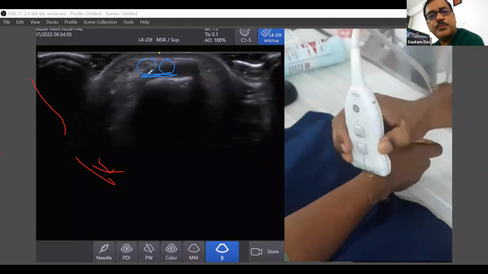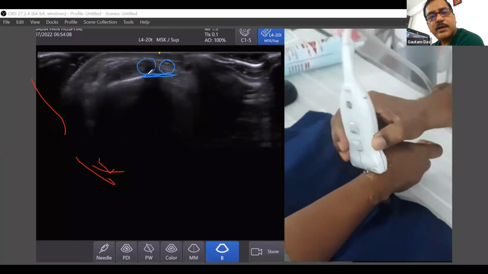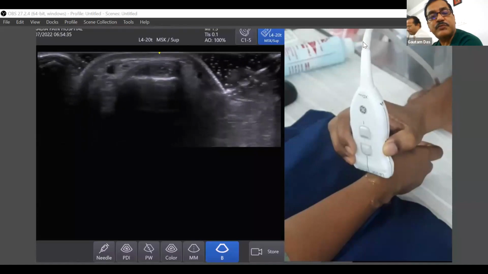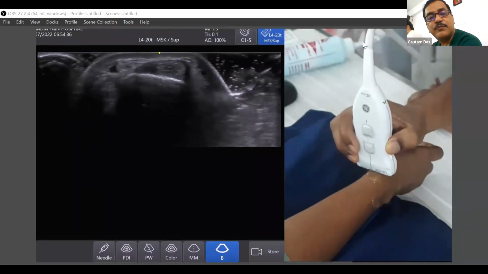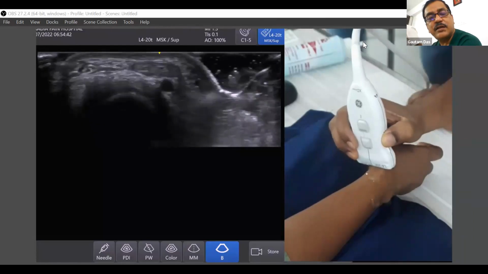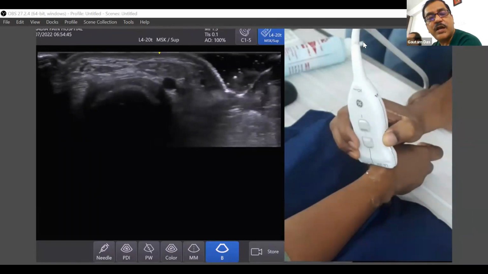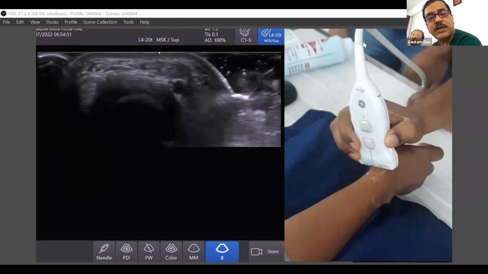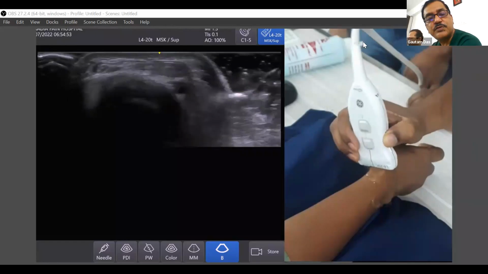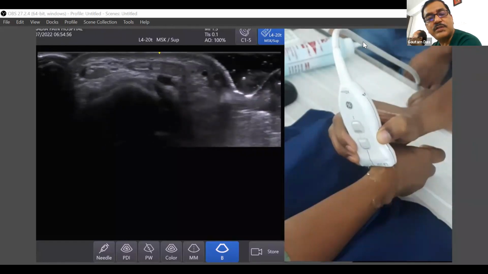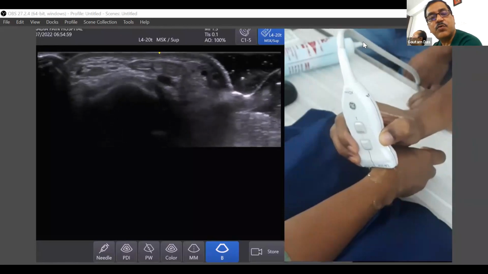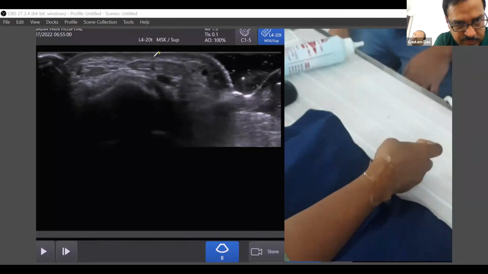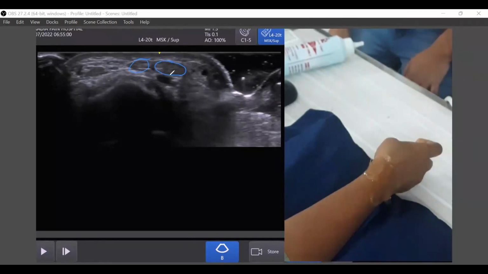If you are going more on this side, you can see the radial artery. When I'm putting it there, we can see the abductor pollicis longus and extensor pollicis brevis, and when I'm going distally, following this, you can see the radial artery coming below these tendons. The styloid process is vanishing, and the bone that is coming is your scaphoid. So now this is your abductor pollicis longus, extensor pollicis brevis, radial artery, and this is your scaphoid.